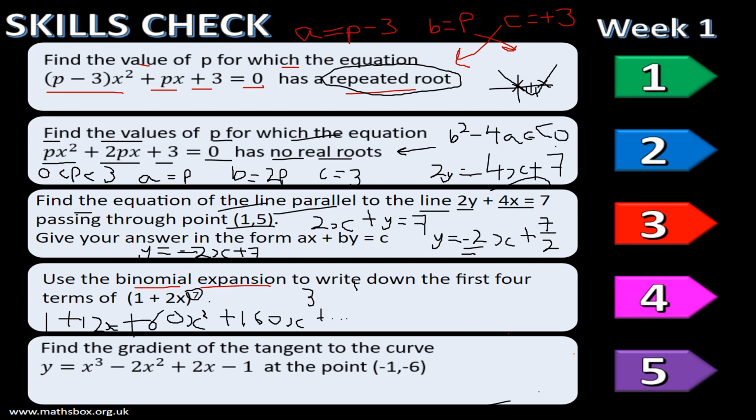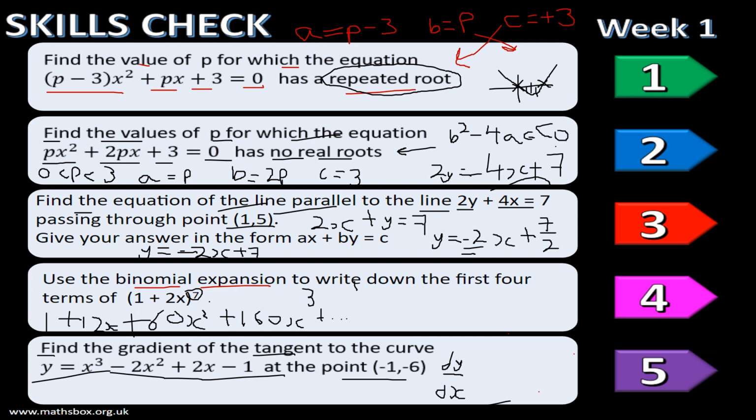Okay, week 5, or question 5. Find the gradient of the tangent to the curve y = x^3 - 2x^2 + 2x - 1 at the point (-1, -6). So step 1, we're going to differentiate. So find dy/dx, the first derivative, f'(x).